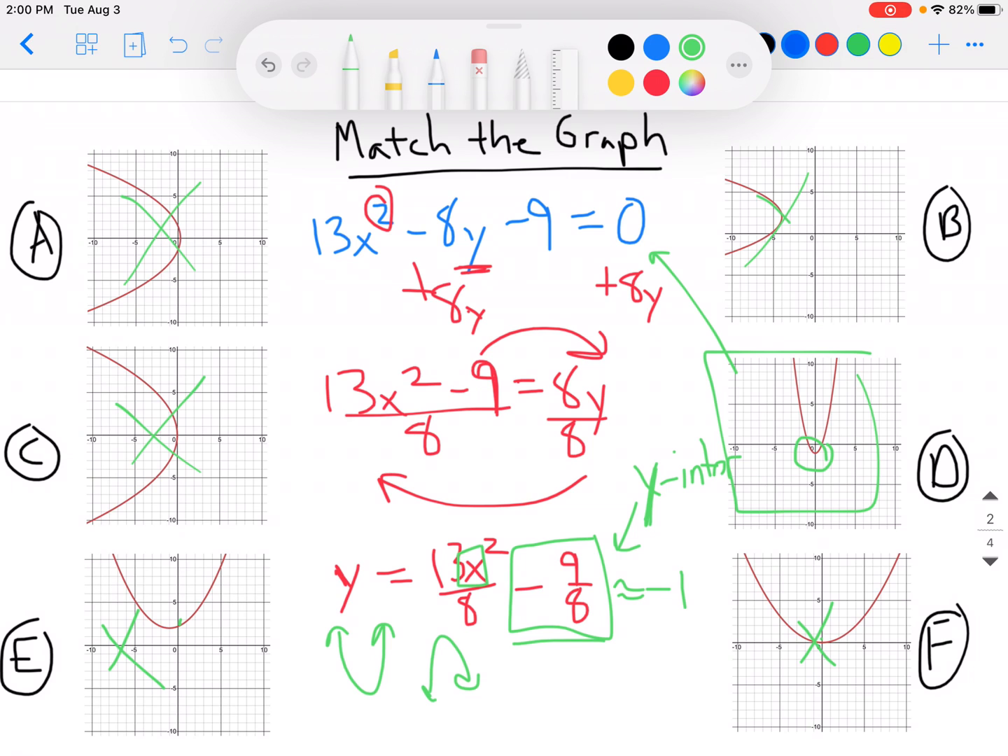And so, again, we're using some of the information that's embedded in the equation. In this case, we had to do a little bit of manipulating, but once we got it to where we can find the y-intercept, then we were able to determine which graph had to match up with the equation.